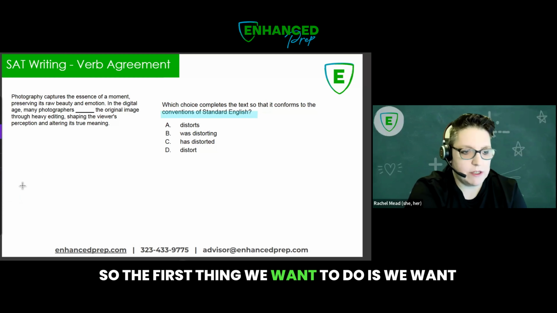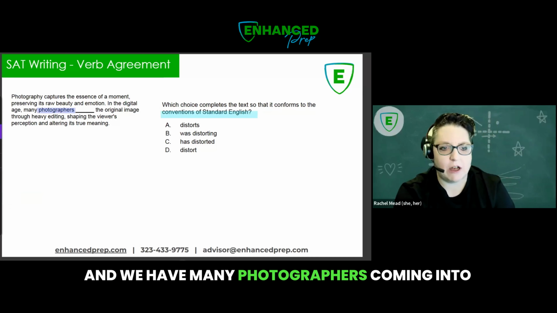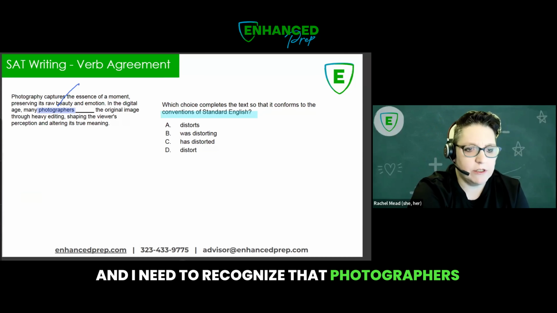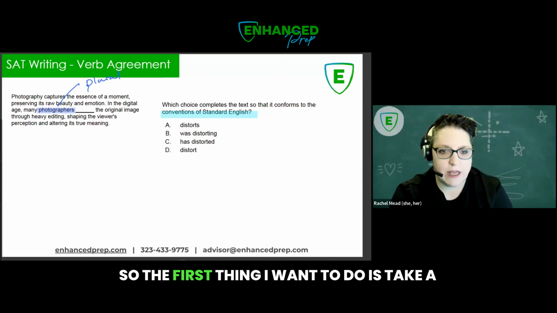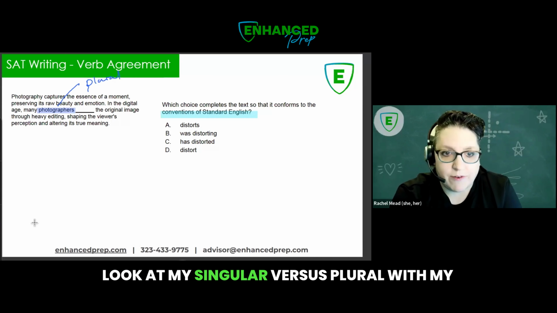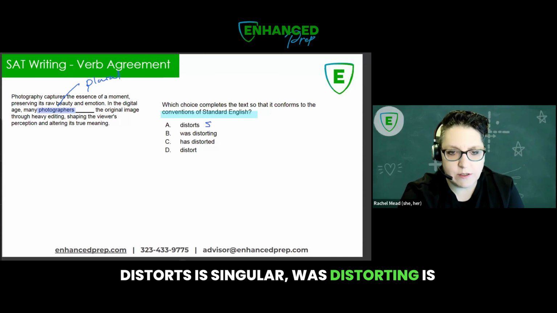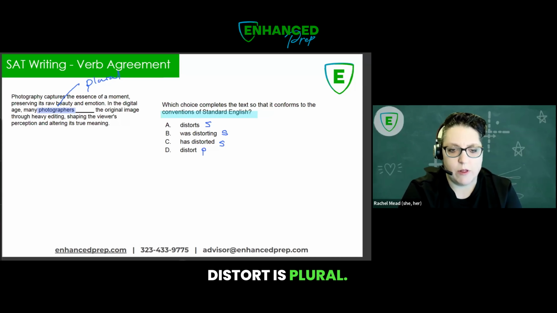So the first thing we want to do is identify our subject. And we have many photographers coming into play here. And I need to recognize that photographers is coming in as a plural subject. So the first thing I want to do is take a look at my singular versus plural with my verbs. Distorts is singular, was distorting is singular, has distorted is singular, and distort is plural.